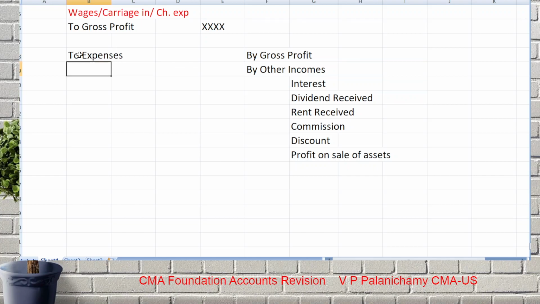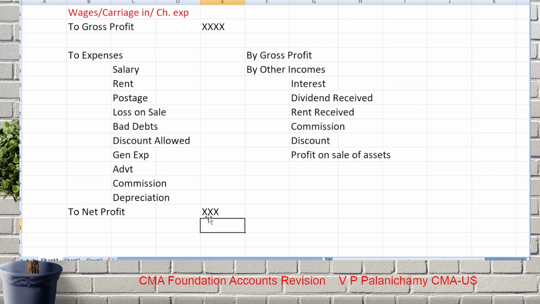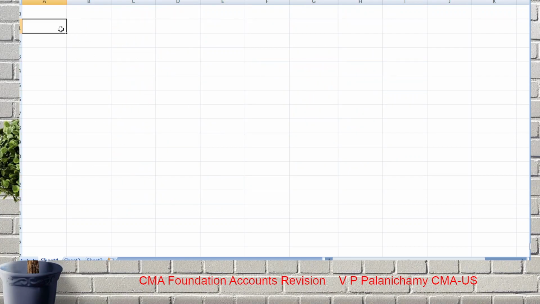What are the expenses? Salary, rent, postage, loss on sale of asset, bad debts, or discounts allowed, general expenses, advertisement, commission paid, then depreciation, loss on sale of assets. All those things you charge, then you find out net profit. These are questions they can ask you based on this. Shall we start? Take up this.